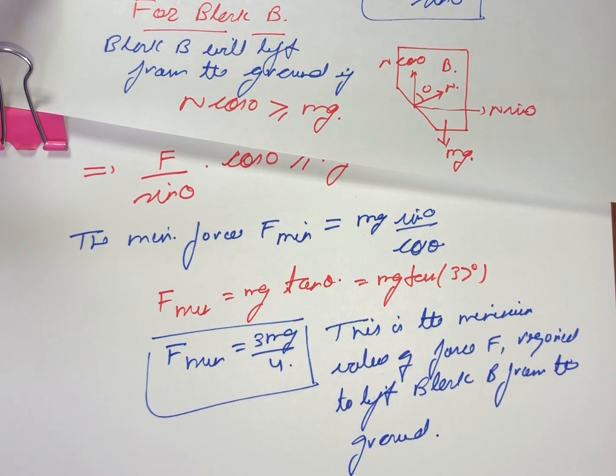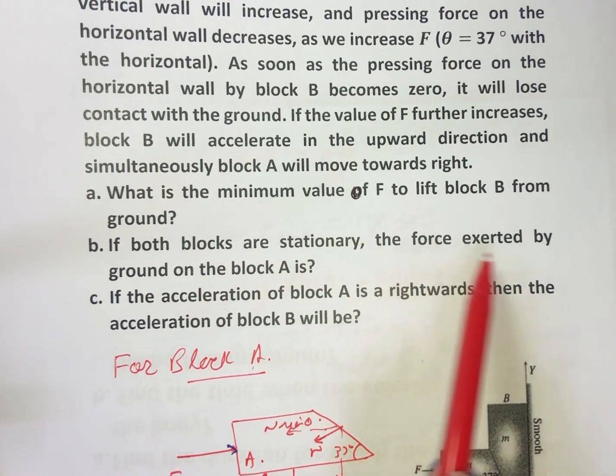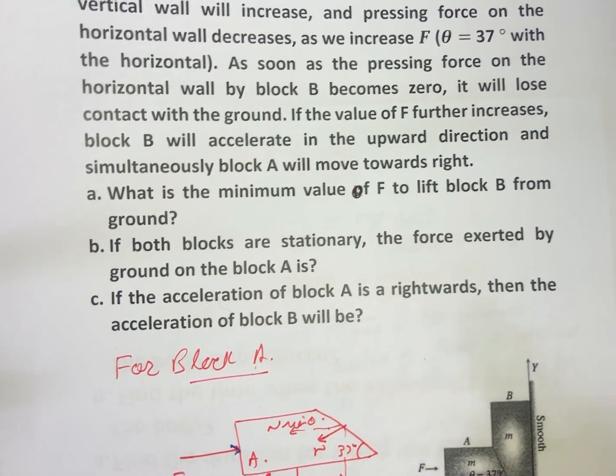The second part, it says that if both blocks are stationary, the force exerted by the ground on block A. So we are going to find the value of the normal.